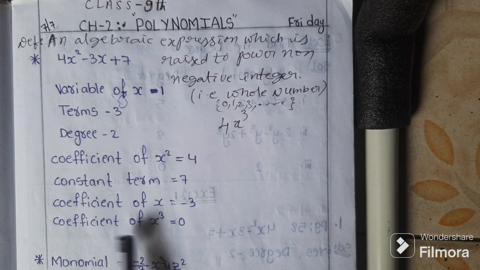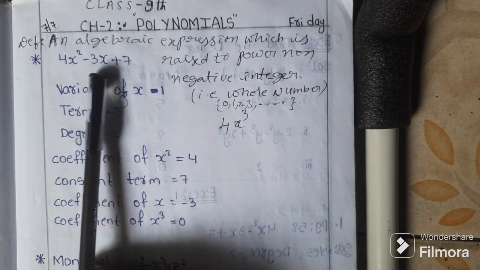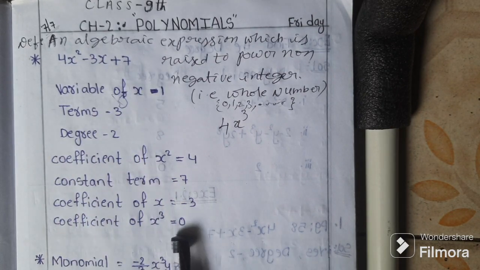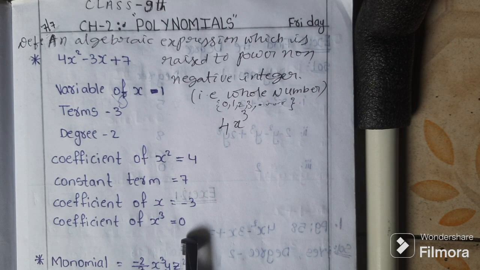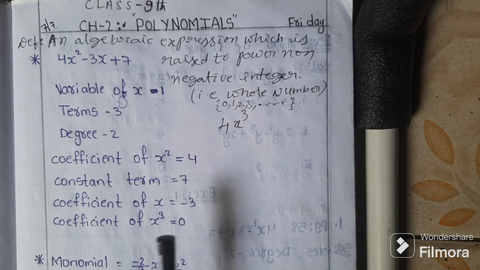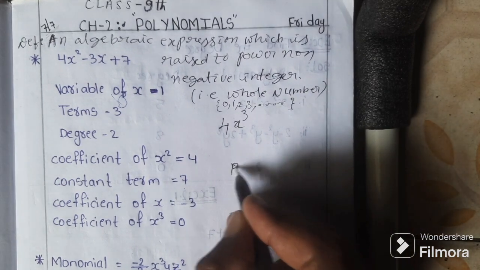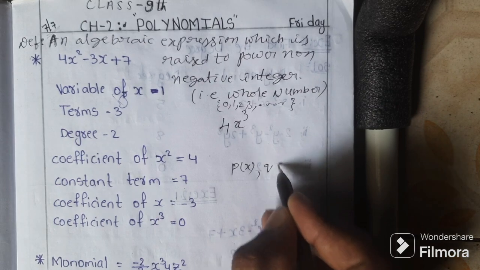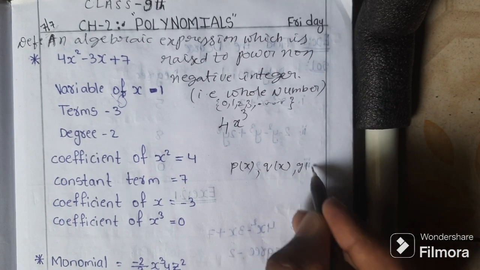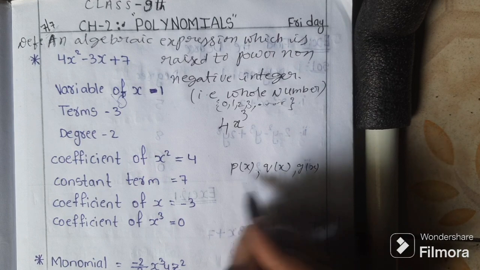Coefficient of x cube: here the x cube term is not there, that's why its coefficient is 0. If a term is not given, its coefficient must be written as 0. This is a polynomial example. Polynomials come in many varieties. Generally polynomials are represented with p of x, q of x, g of x, like this.